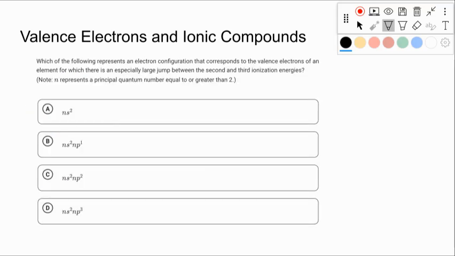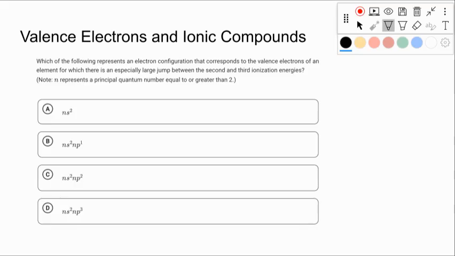So which of the following represents an electron configuration that corresponds to the valence electrons of an element for which there is an especially large jump between second and third ionization energies? So these are going to be problems where you have to think about what is happening to the electron configuration and what it means by this really big jump.